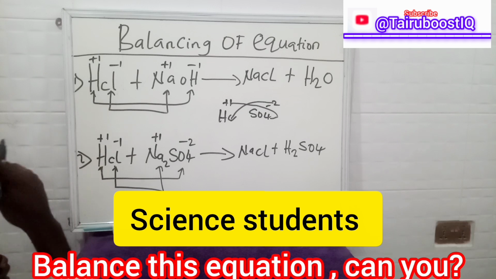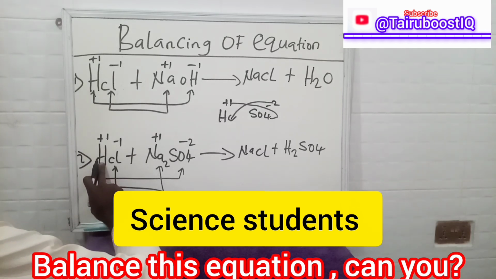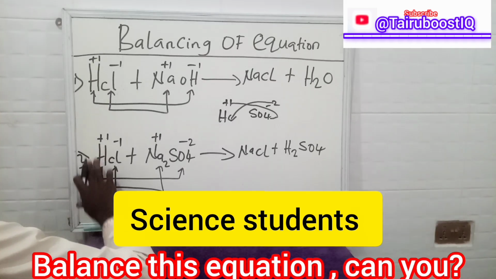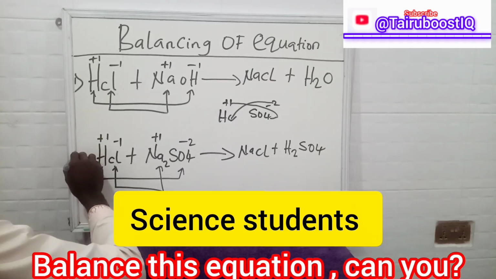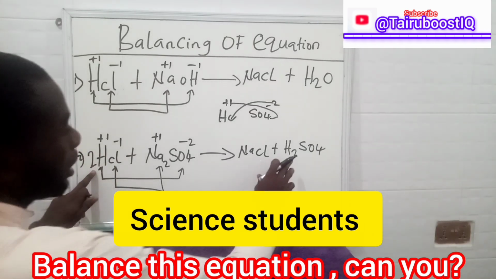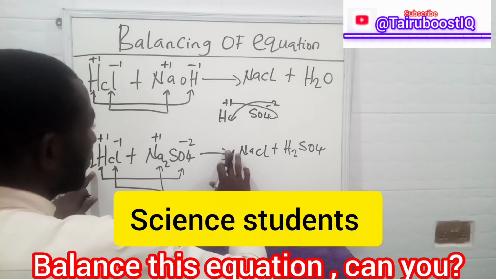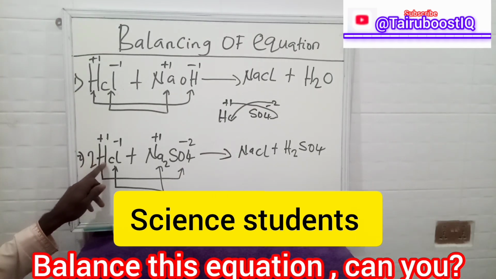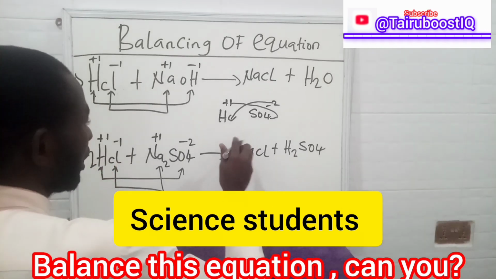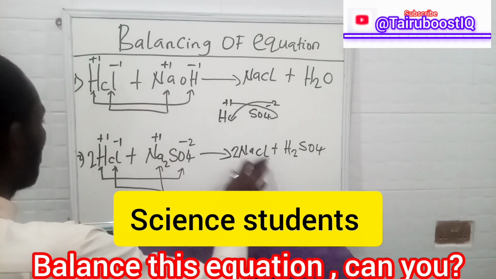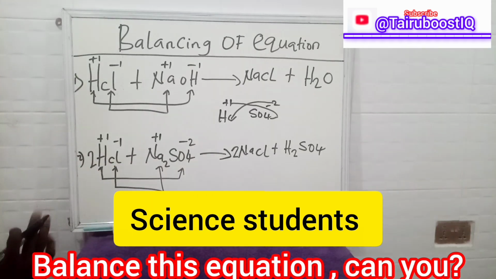Okay, so now let's check. Hydrogen is 1 here, hydrogen is 2, that means hydrogen is not balanced. So to balance hydrogen, we are going to put our 2 here. That means hydrogen is now 2, hydrogen is 2. There is a problem on this side again. Where did the problem come from? Now the 2 is controlling both the hydrogen and chlorine. Now chlorine is 2, but chlorine is 1 here. When we put 2 here, now sodium is 2, chlorine is 2. Chlorine is already balanced.